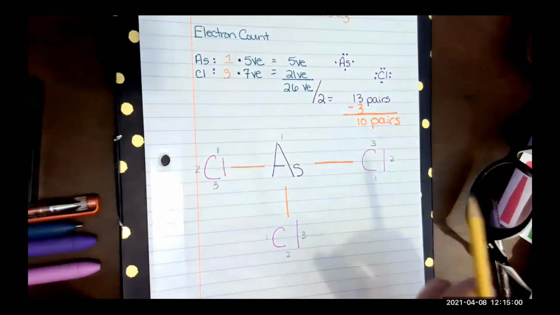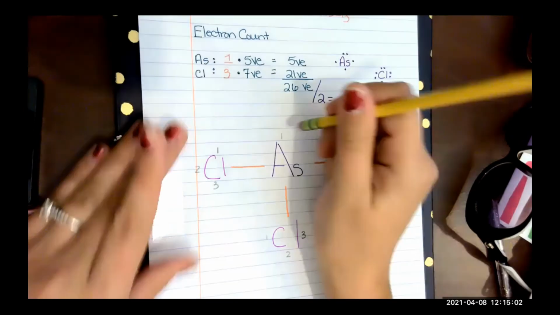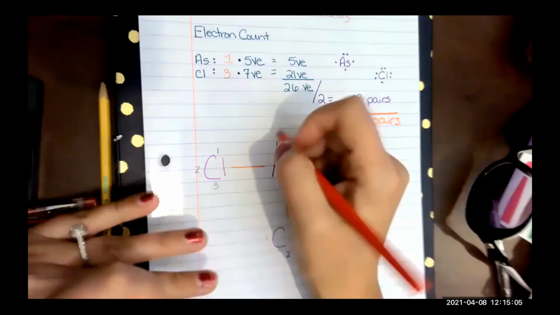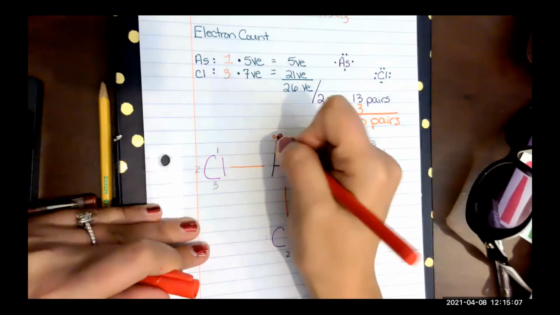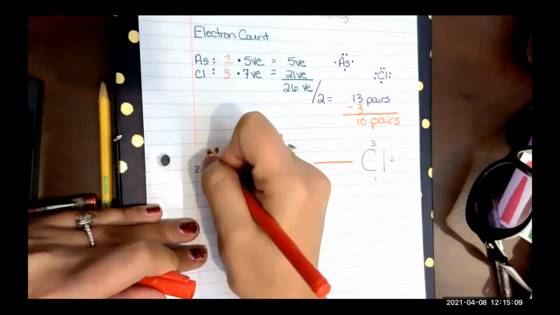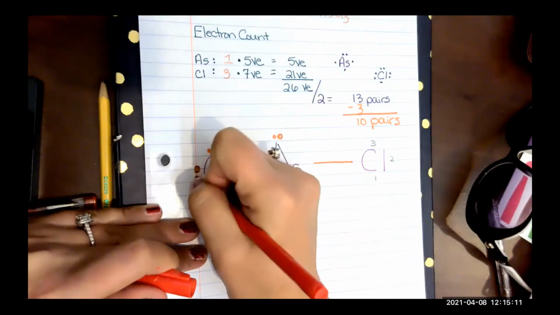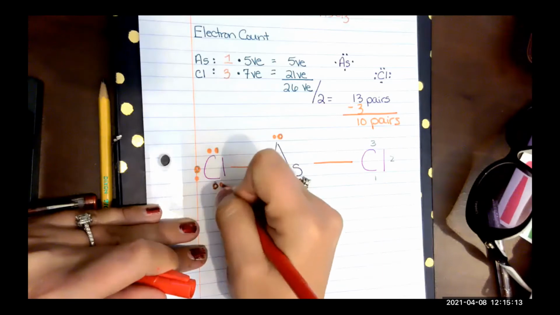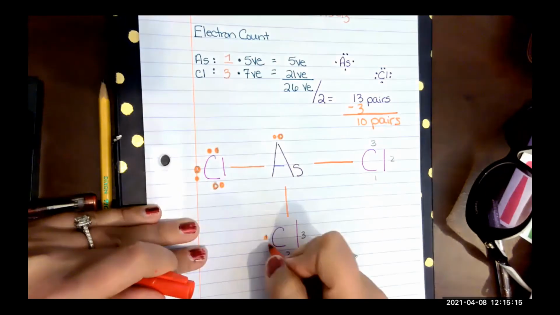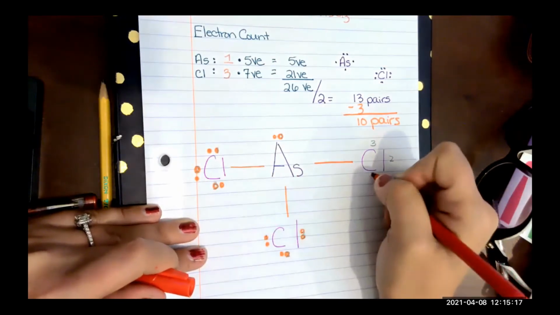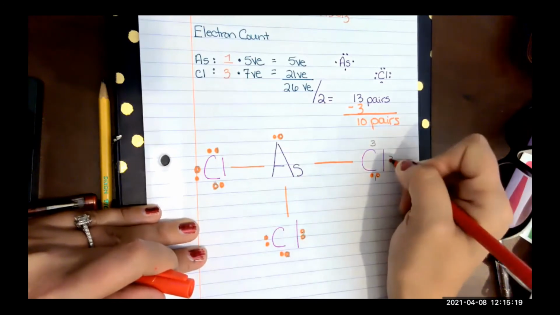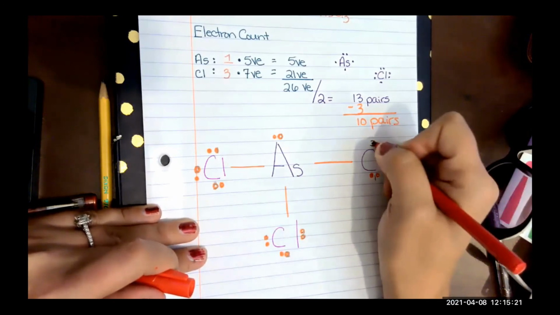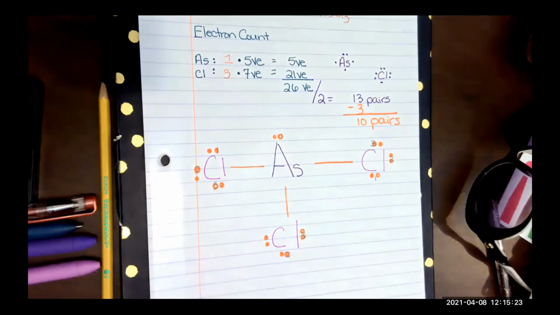So we can go ahead and just convert those numbers to dots. The dots are just like your Lewis dots. They should be in line close to your element, just like we did our Lewis dots. This is just an extension of the Lewis dot. And that is the Lewis structure for arsenic trichloride.